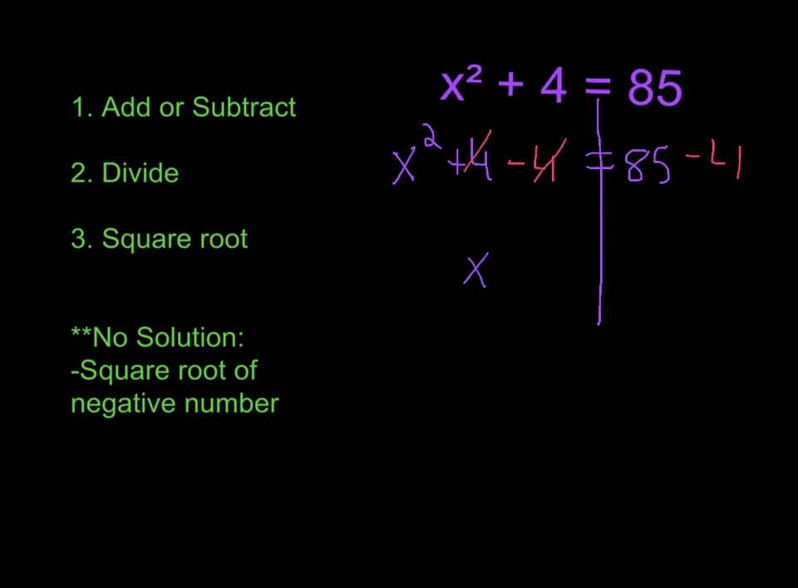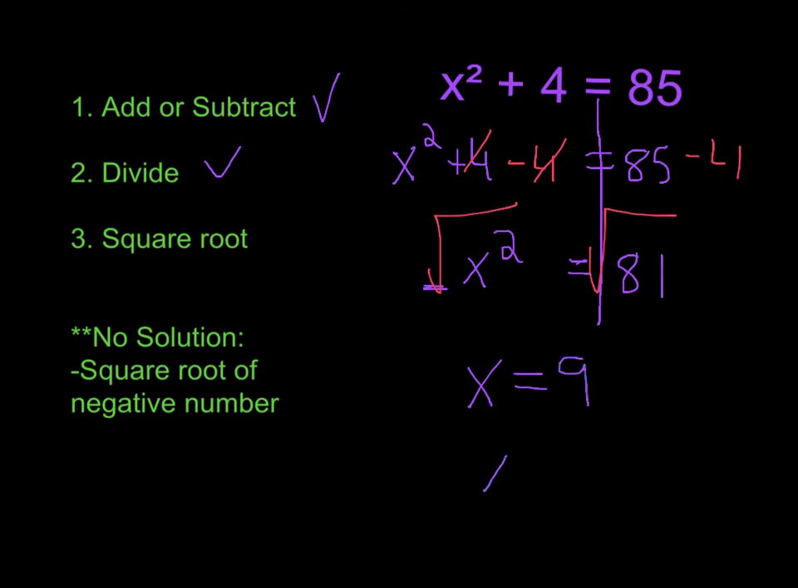which leaves me with x squared equals 85 minus 4, which is 81. And now there's nothing to divide by because there's no number in front of x squared. So I can go straight into square root and square root. So x equals the square root of 81, which is 9, but then you also want the opposite, x equals negative 9.